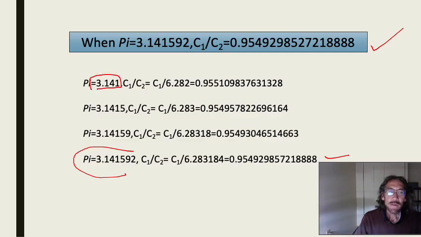3.141, this is the proportional relationship once the radius is 1, at 6.282. If you use pi at 3.1415, then the circumference becomes 6.283 using pi, and the proportional relationship with my equation is 954957822699164. Different, but nonetheless consistent. And again, at 3.14159 you are adding another digit from pi, the infinite pi number.